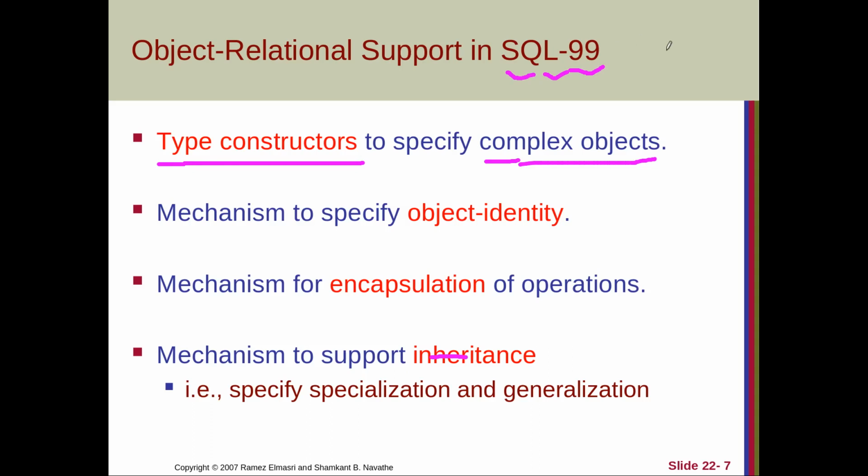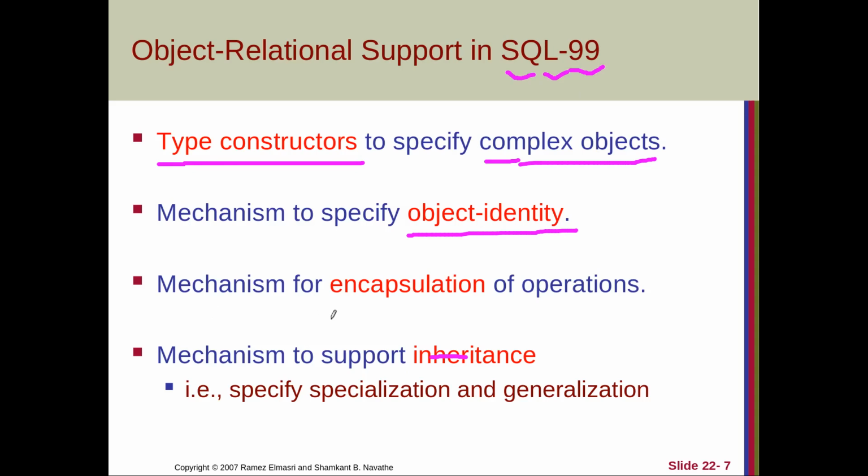Similarly, SQL 99 supports the mechanism to specify object identity. Object identity is one of the major features of objects in an object-oriented database system. So how can we create an object identifier? SQL 99 has a provision for providing this object identifier so that every object can be identified uniquely. So the object identity concept is added into SQL 99.